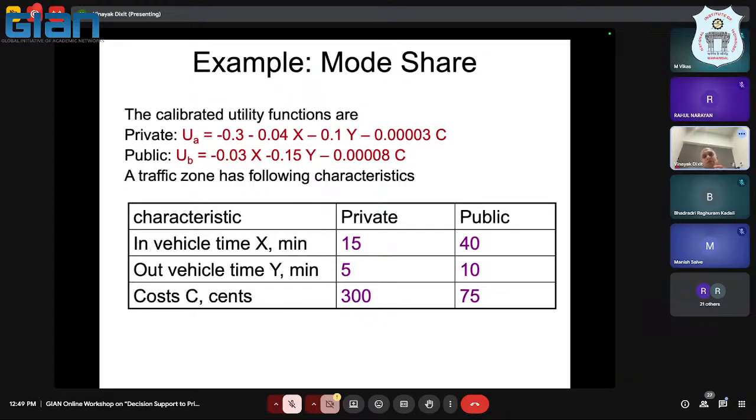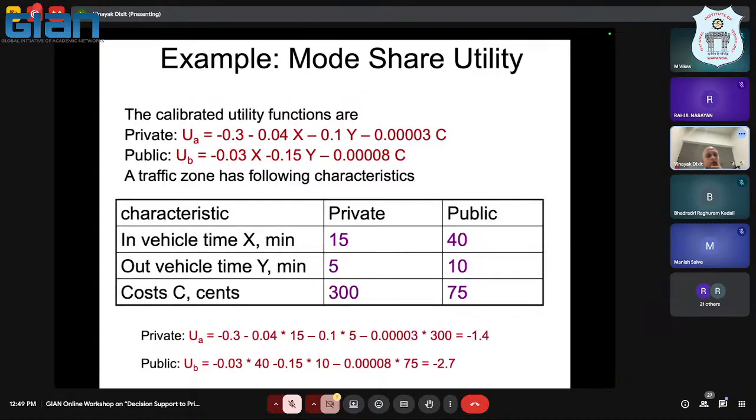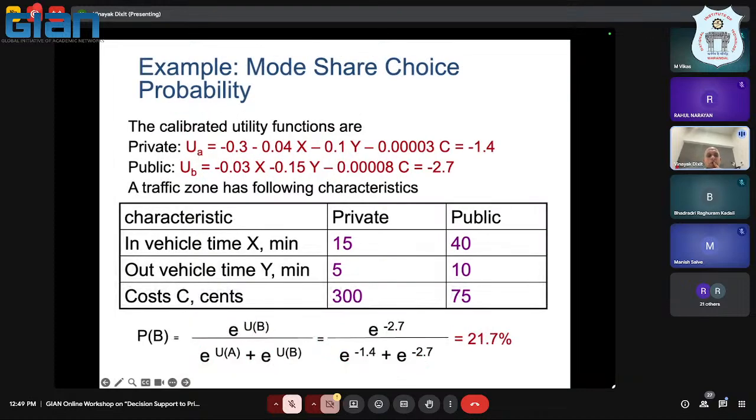So the question is, what will be your probabilities? Find the public transport usage level. What we do is we plug in the numbers, and we get that the private has a utility of minus 1.4 and public has a utility of minus 2.7. So the probability of choosing public transport is 21.7%. Literally, we just put in the values here. Simple.